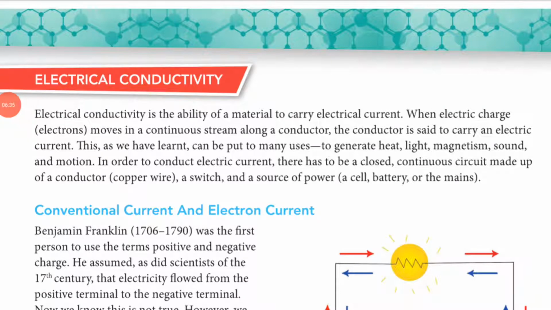Okay guys, our next topic is electrical conductivity. So what is conductivity? It is the ability of any conductor to allow electricity to pass through it. This ability is called conductivity, right? There are two types, good conductor and bad conductor. An insulator is called a bad conductor, that means it is a poor conductor, right?